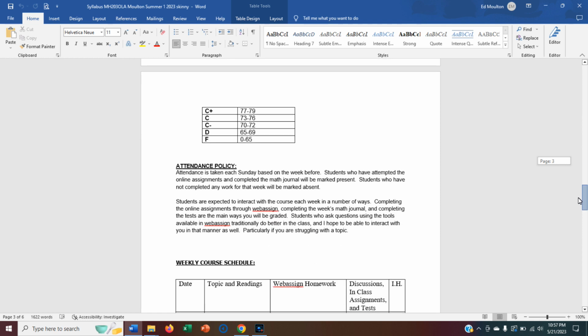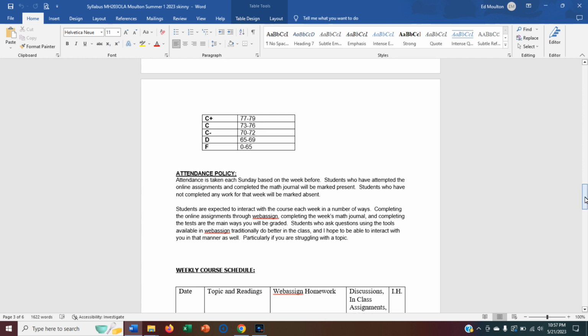Attendance, I just pretty much mark each Sunday whether you did the work for that week or not. Did you do the math journal, the homework, and the test for that week? If you did, you'll be marked present. If you didn't complete everything for that week, including if you needed to ask for extensions or if you had some emergency come up, that is a way that you would be marked absent.